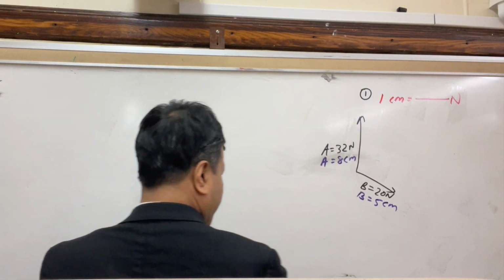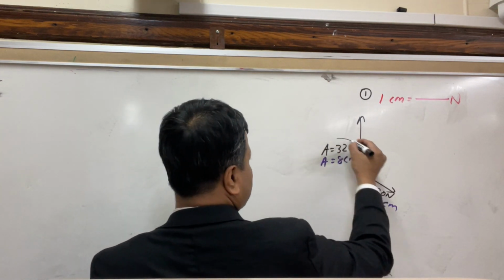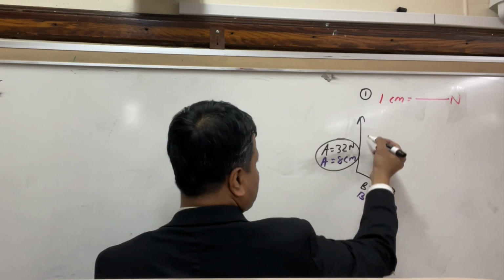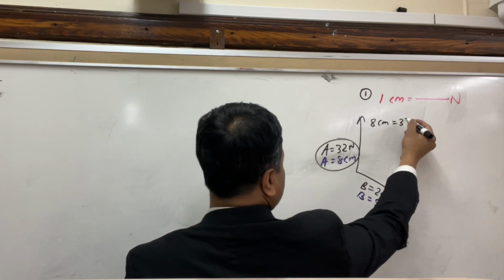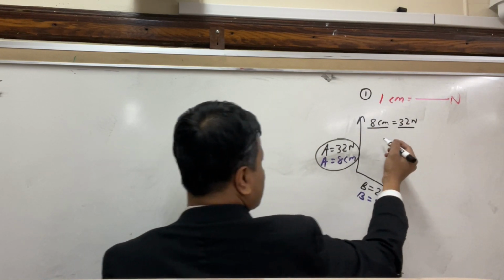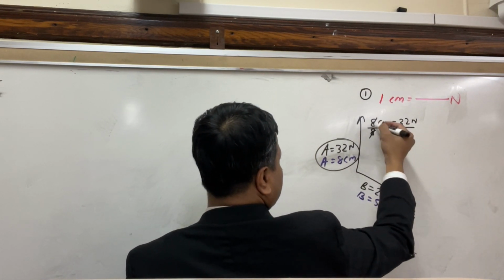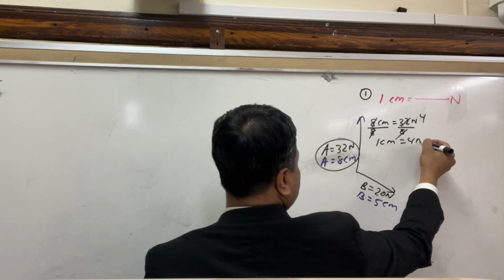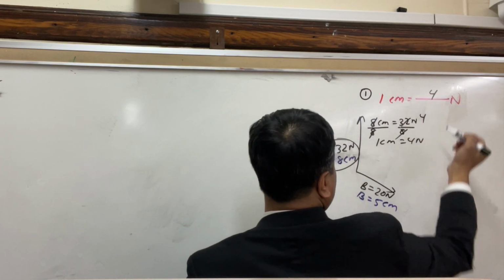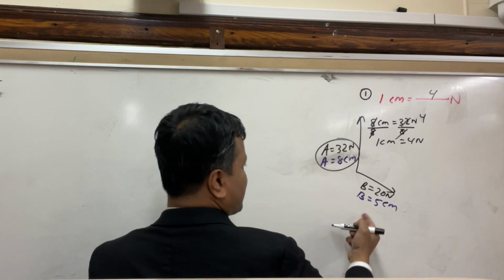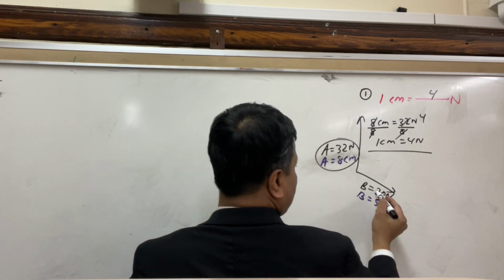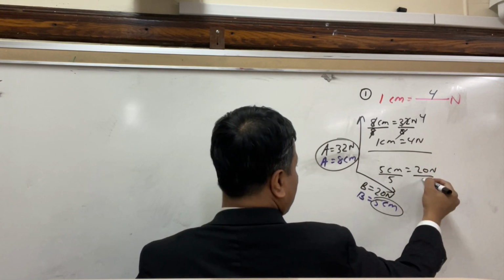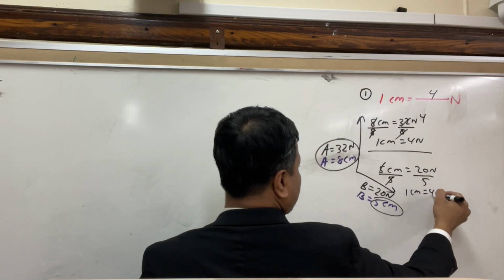Now, there are many ways of solving this problem, but the easy way is, write 8 centimeter is equal to 32 Newton. That means you divide both sides by 8. So 8 cancels, 8 goes into 32, 4. So 1 centimeter is equal to 4 Newton. So you report what you see, 1 centimeter is equal to 4 Newton. You can also do it this way: 5 centimeter is equal to 20 Newton. So divide both sides by 5. So 1 centimeter is equal to 4 Newton.